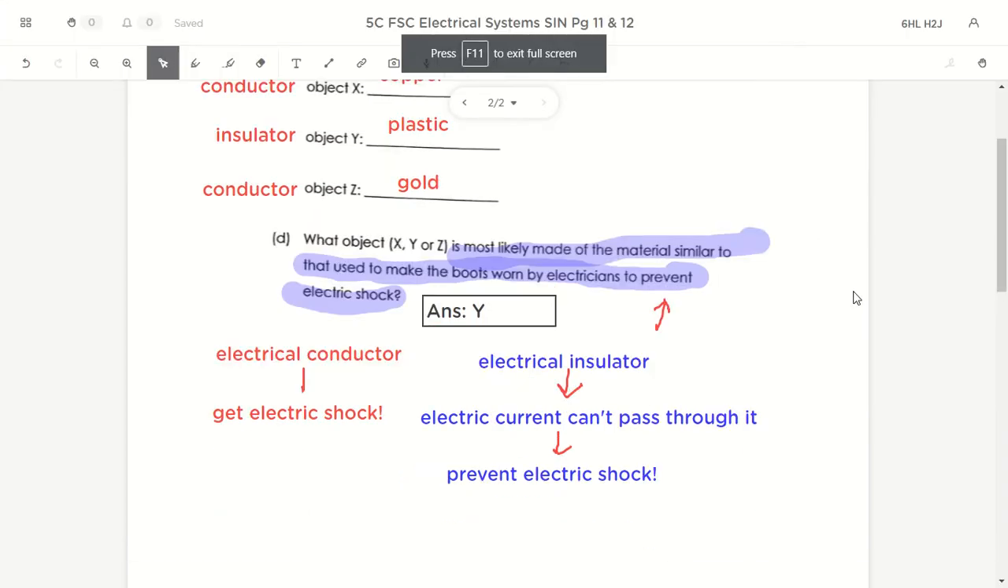Alright, so this is the answer for page 11 and page 12. It's really about electrical insulators and conductors. Conductors are those that allow electricity to pass through easily. Insulators are those that do not allow electricity to pass through. So if I want to make boots used by electricians to prevent electric shock, I will use an electrical insulator so that the electric current can't pass through. Alright, so this is the second part of the lesson today.